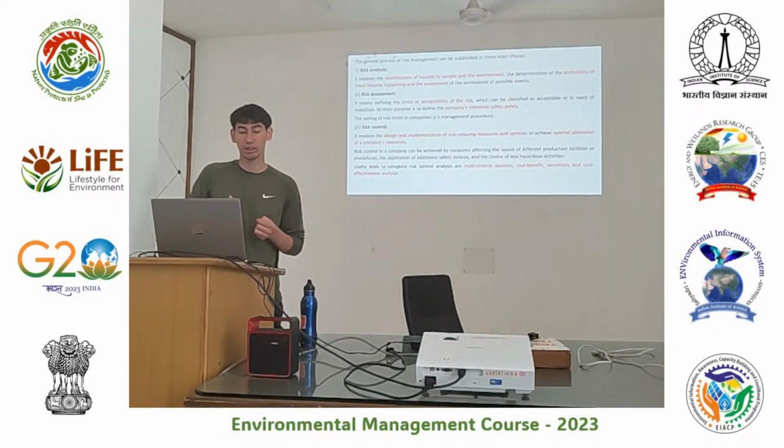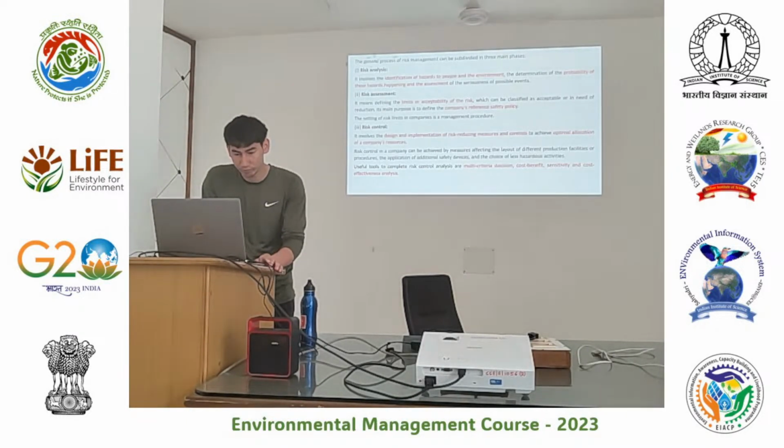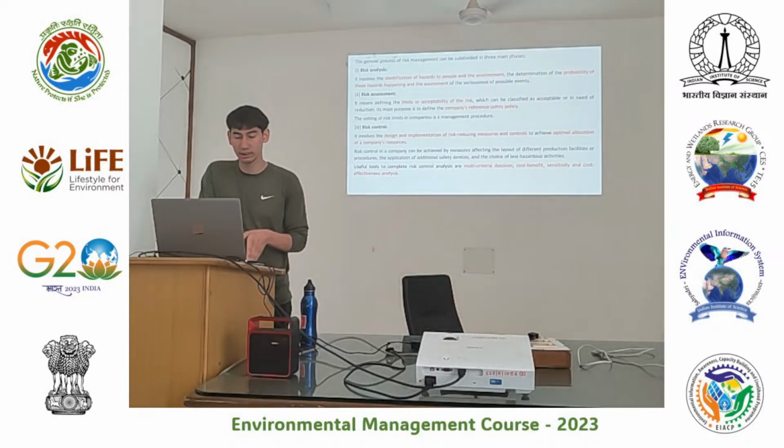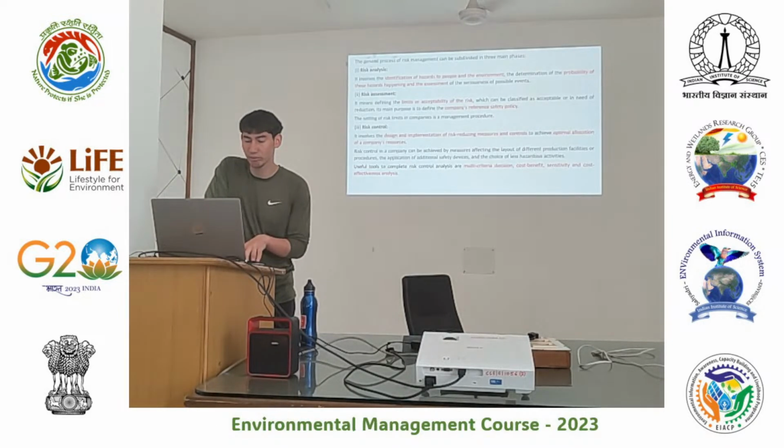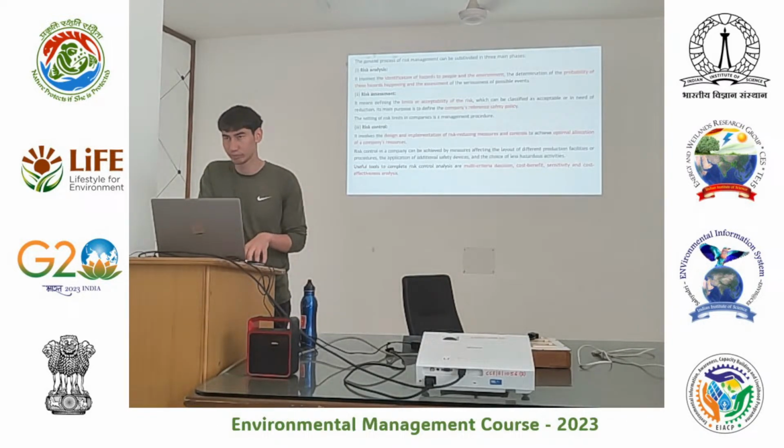Risk control in a company can be achieved by measures affecting the layout of different production facilities or clusters, the application of additional safety devices, and the choice of less hazardous activities.